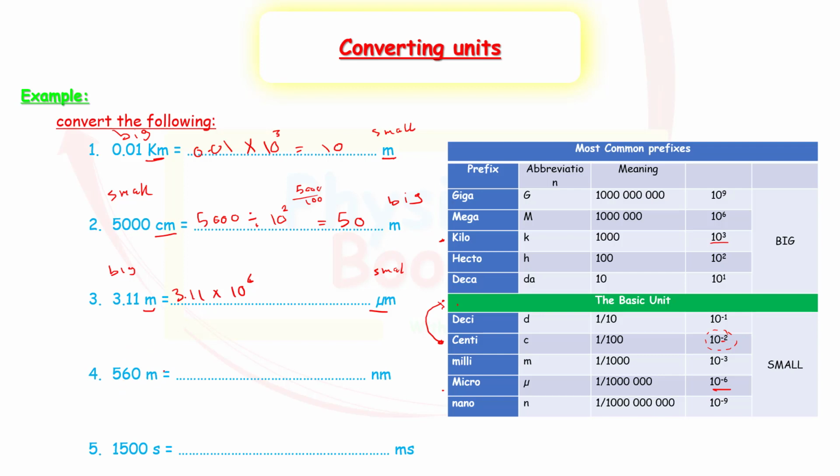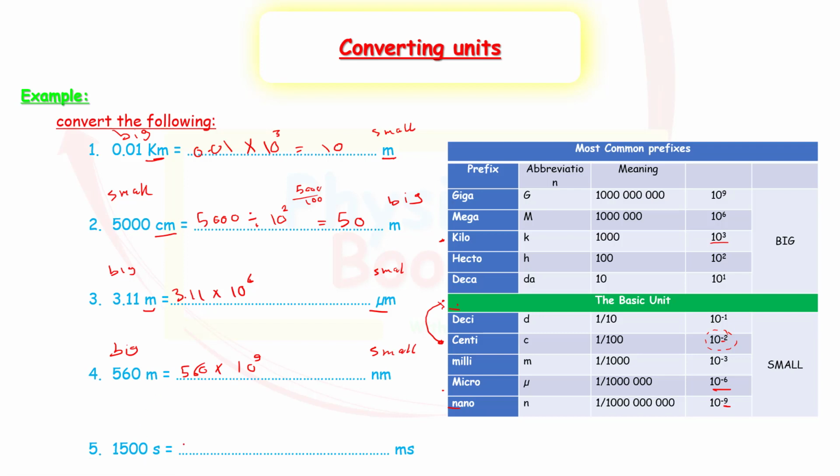560 meters into nanometers. So from the basic unit, which is meters, and we're going to nano, it's clear that we're going from big to small. So since we're going from big to small, we will multiply. So it's 560 multiplied by 10 to the power. What is the prefix? What is the power of nano? It's 10 to the power negative 9, but we're going to multiply by 10 to the power 9 because we said while converting, we will forget about the negative signs.